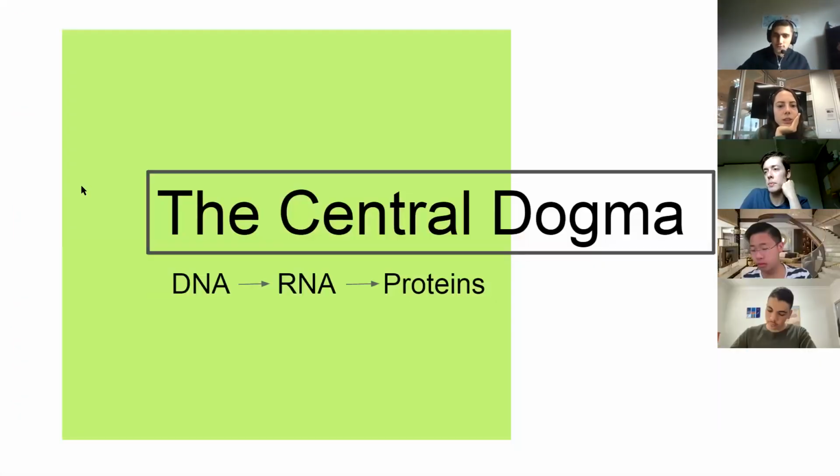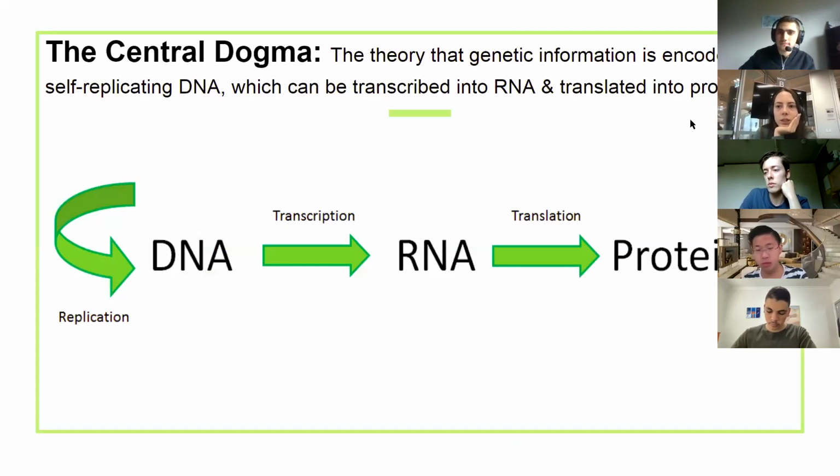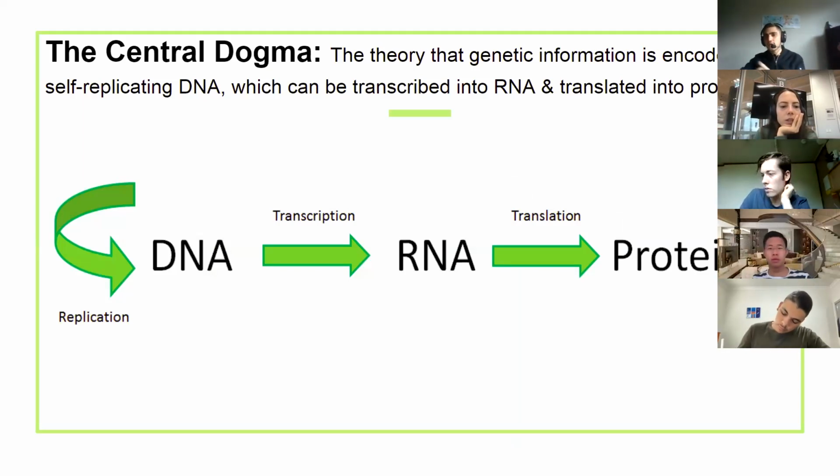So I'll start off with the central dogma, and what the central dogma is. It's the theory that genetic information is encoded and is self-replicating in DNA, which is then transcribed to RNA and then translated to proteins. Why this is so important is because pretty much our cells do everything, like our body, everything that happens is by us making proteins in the end, which are the functional things that do things.